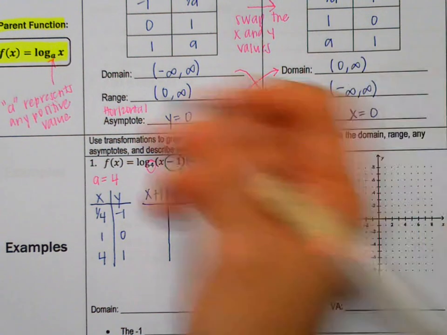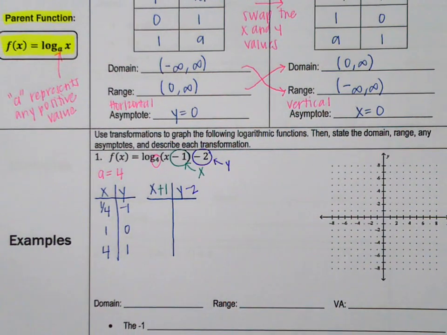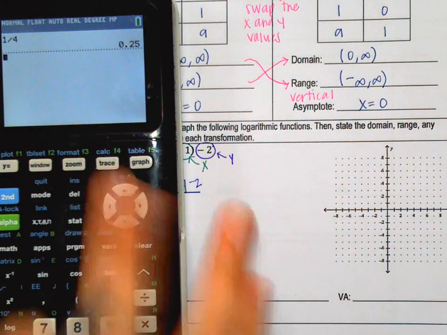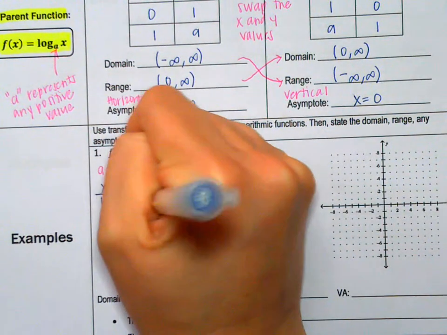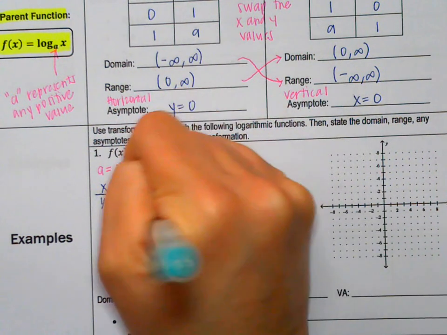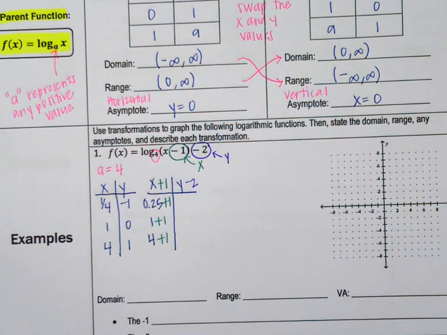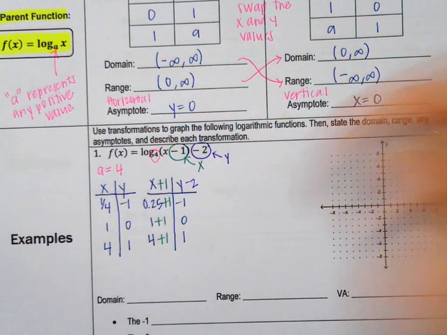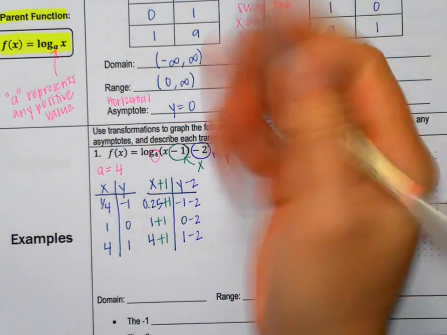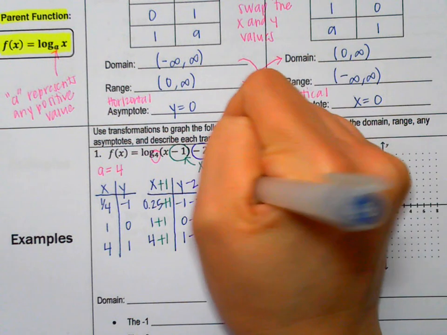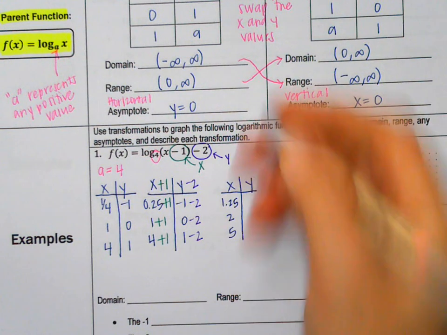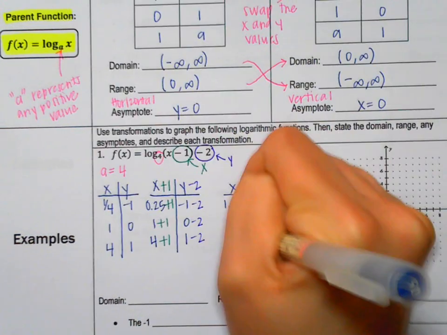So what we're doing is we're taking this 1/4. Now I'm going to write it as a decimal. If you need to figure out what it is as a decimal, use your calculator. 1 divided by 4, or you should know that that's 0.25. So to 0.25, 1 and 4, we're going to add 1 to all of those values. And then to our y values, -1, 0, and 1, we're going to subtract 2 from all of those y values. And then we can get our final table. So that would be 1.25, 2, and 5. And then my y values would be -3, -2, and -1.